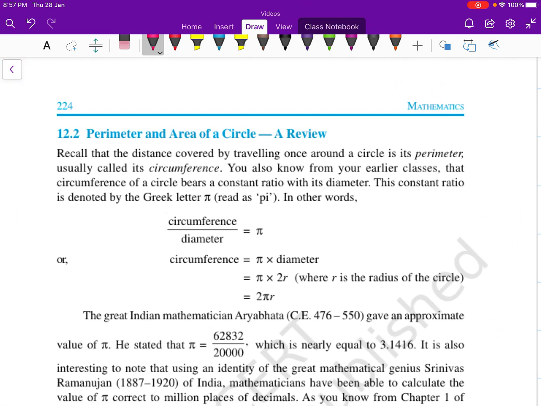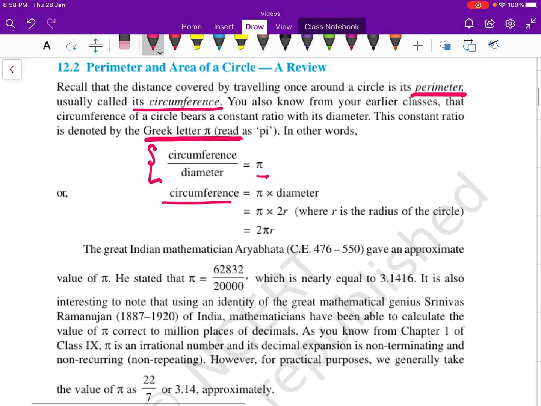Perimeter and area of a circle, a review. Recall that the distance covered by traveling once around a circle is the perimeter and is called the circumference. You also know from your earlier classes that the circumference of a circle bears a constant ratio with its diameter. This constant ratio is denoted by the Greek letter pi. So, in other words, circumference upon diameter is equal to pi. So circumference is equal to pi into diameter, which is pi into 2r, that is 2 pi r.